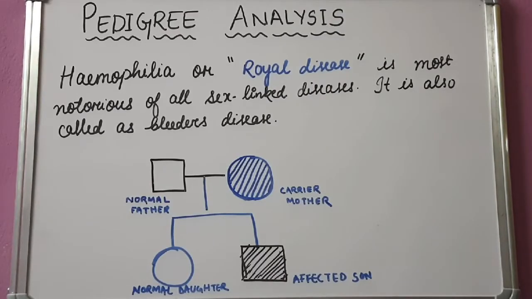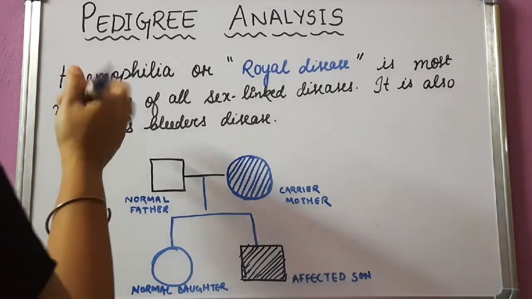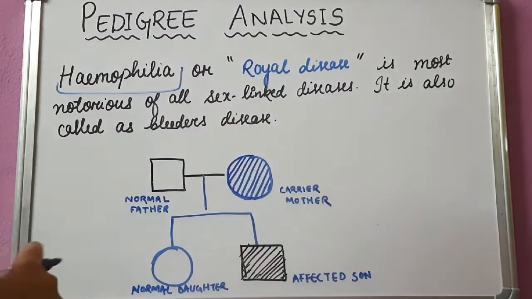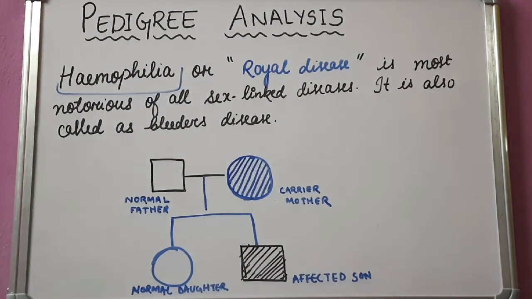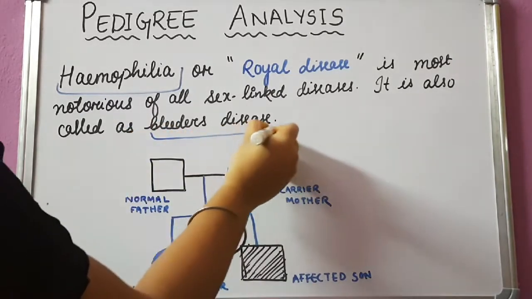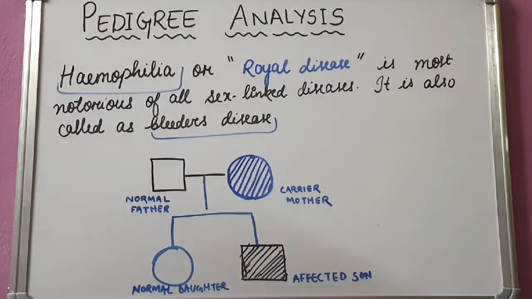Mostly pedigree analysis is taken for the disease called hemophilia. Hemophilia, as we have discussed in the previous class, is also called bleeder's disease, in which the blood doesn't clot. If you get a wound and it does not clot, the bleeding does not stop. It is called bleeder's disease. It is also called the royal disease. So let's take an example.